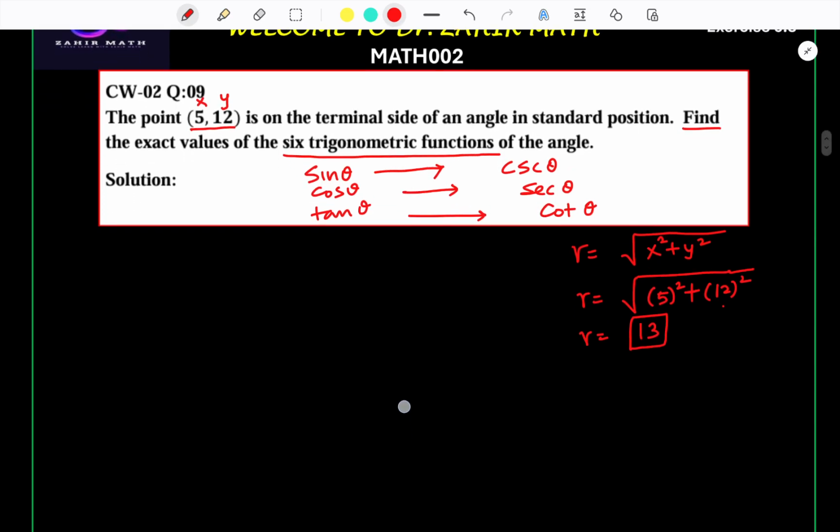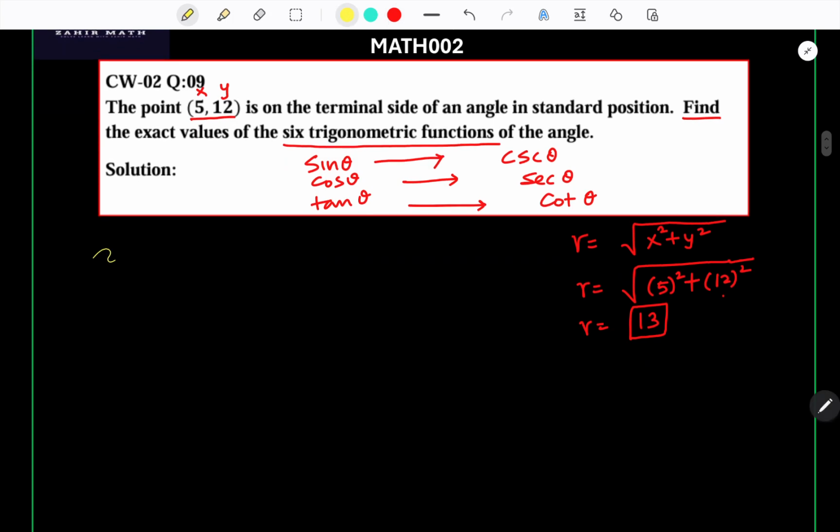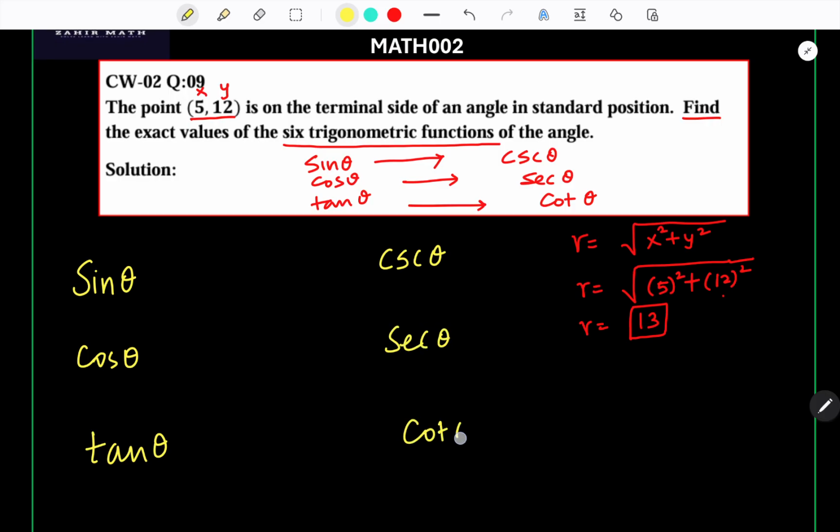Right. So now I'm going to write all the 6 ratios. I'm going to write sine theta, cosine theta, and tan theta, and after that cosecant theta, secant theta, cot theta. So I said y by r, x by r. This is the place where students always make mistakes. They write sine theta as x by r. No, it's y by r. Tan theta is y by x. It's not x by y.